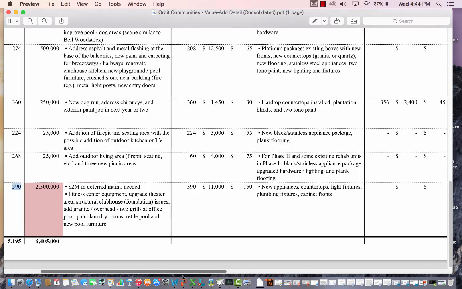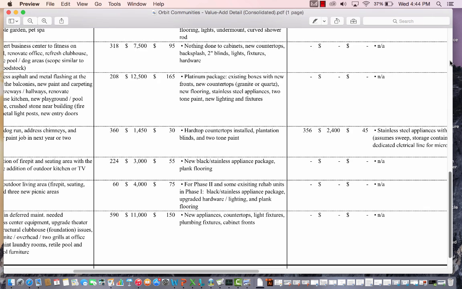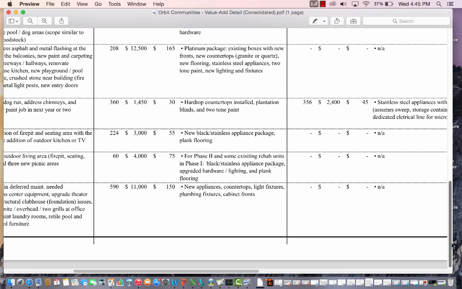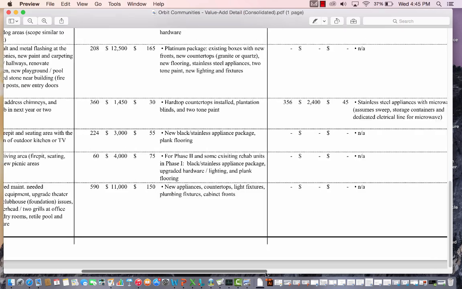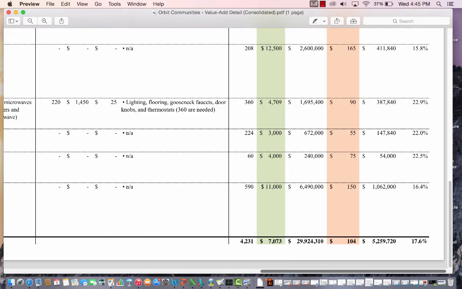So we really only have one interior scope. Some of these other properties have two interior scopes, but for the purposes of this asset, we only have a singular scope. So we are going to invest $11,000 per unit and receive $150 per month as a result, or that's what we're underwriting. What I want us to focus on, however, is the net effect.